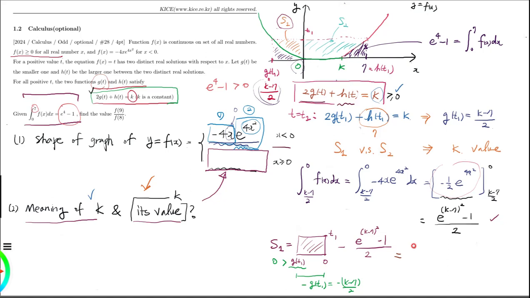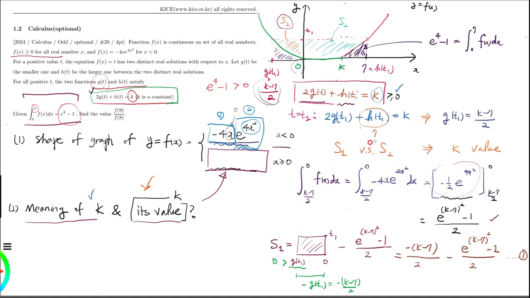So when we calculate the area of S sub 1, it will give us this value, e to the (k minus 7) squared minus 1 here. So this is our first clue.